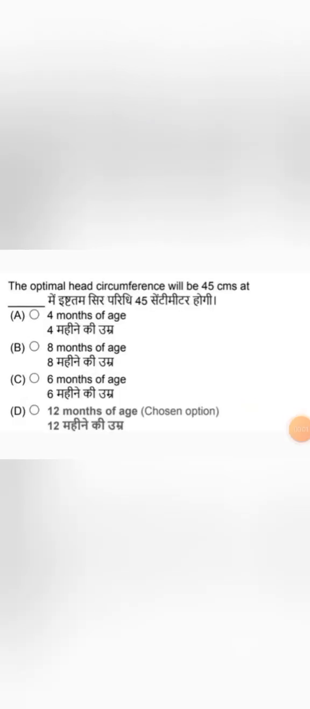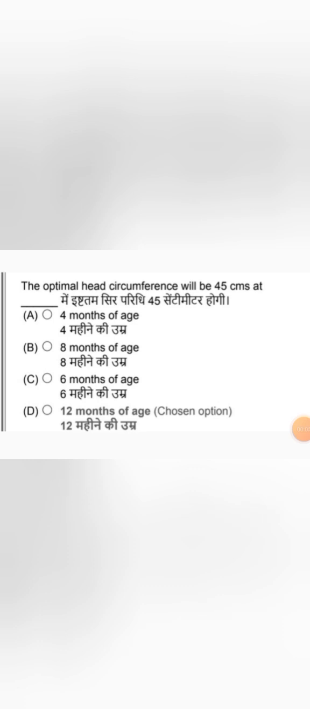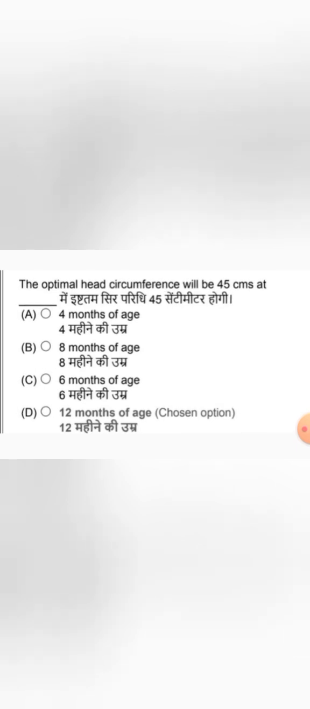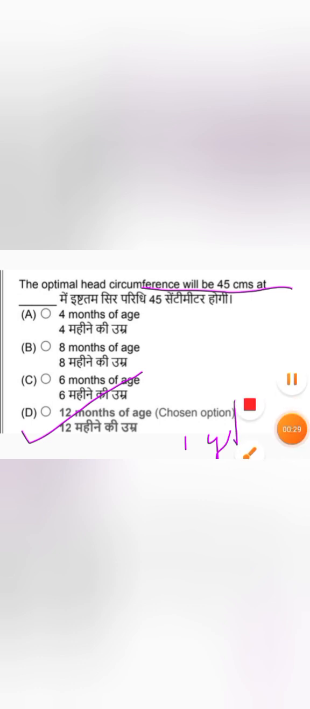And the next question, the optimal head circumference will be 45 centimeter at. Options: option A 4 months of age, option B 8 months of age, option C 6 months of age, option D 12 months of age. Here the question, at what age the optimal head circumference will come at 45 centimeter. Okay, 45 centimeter at the age of 12 months or 1 year of age. At birth, the normal head circumference is about 33 to 35 centimeter. By the age of 12 months, it reaches about 45 centimeter.